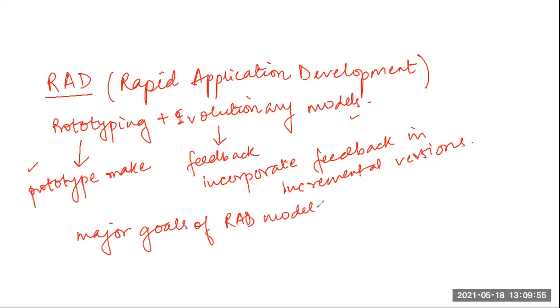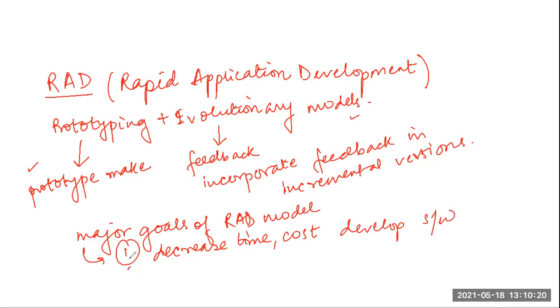Okay. The first goal is, obviously, to decrease the time taken and the cost incurred in order to develop the entire software. Goals mean this RAD model aimed to decrease the time and the cost which was taken in order to develop the software. So these were the goals for building this RAD model.